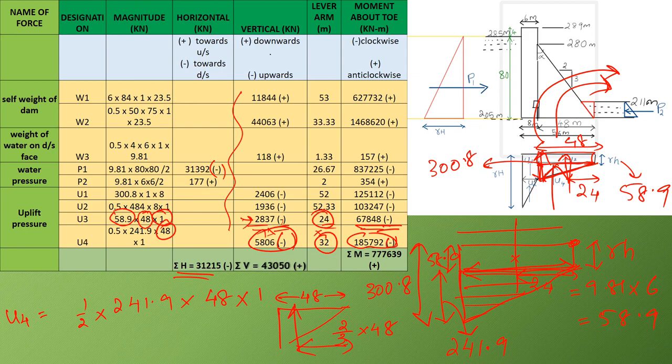Sigma M is 777639, and that is also obtained as positive. Okay, so that is positive, and it is in the anti-clockwise direction. So now we have found out all the values. Now moving on.